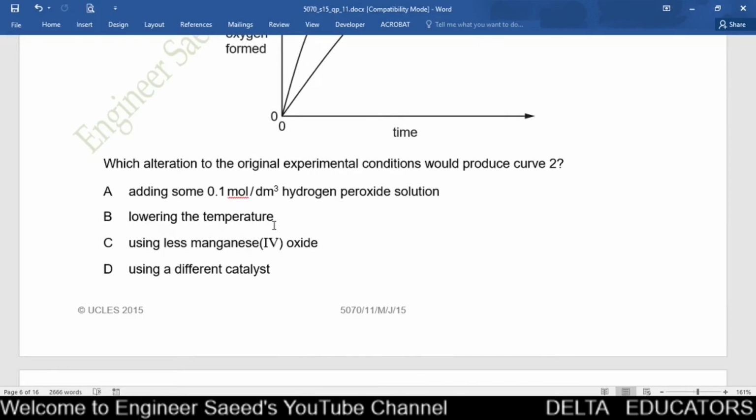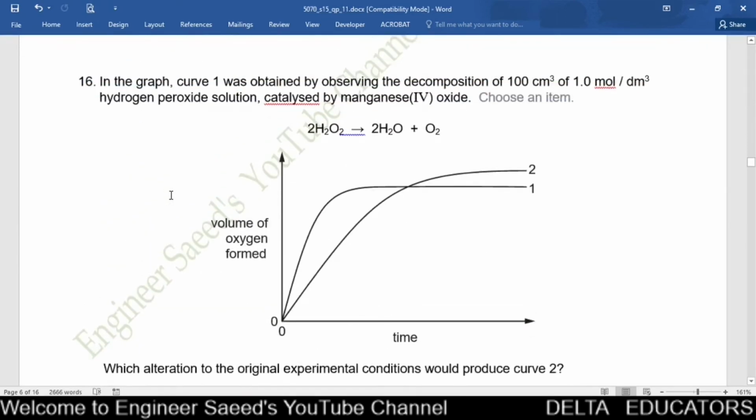Option C: using less manganese oxide. Option D: using a different catalyst. A catalyst just decreases the activation energy. Because of a catalyst, the amount of product does not change. So by changing the catalyst or by using less manganese oxide, there will be no effect on the volume of the product, on the volume of oxygen gas formed. So C and D are also incorrect. Correct option, option A. By adding hydrogen peroxide, we will get more oxygen gas. So correct option is option A.